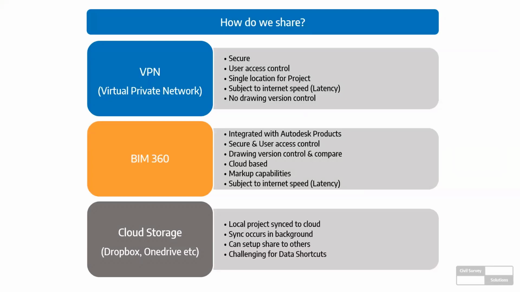BIM 360 is integrated with your Autodesk products. It's seamless when you open up something like Civil 3D. It's secure. It has user access control. There's drawing version control. There's compare functionality in there. It's cloud-based. You can actually access your drawings on the cloud from anywhere you want to be. You can mark it up. Again, it depends on your internet connection as to how fast things upload and download.